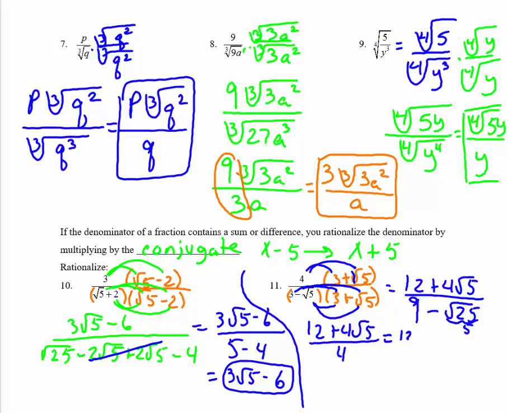Separate those into each its own fraction, and then you can reduce. 12 over 4 plus 4 square root of 5 over 4. So 12 over 4 is 3, and 4 divided by 4 is 1, so we just end up with the square root of 5. So final answer is 3 plus the square root of 5.